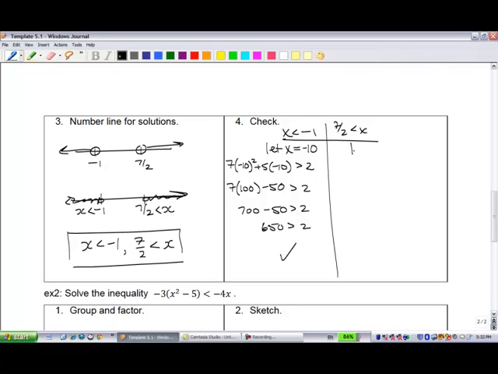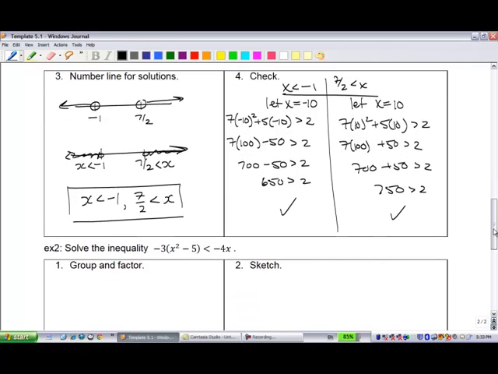Let's go with trying x equals 10. Same kind of calculation, 10 squared, 5 by 10. So you can follow along here. You can see that this solution of x greater than 7/2 should also work. And we see 700 plus 50 greater than 2. 750, is that greater than 2? You bet. That's also a good solution.